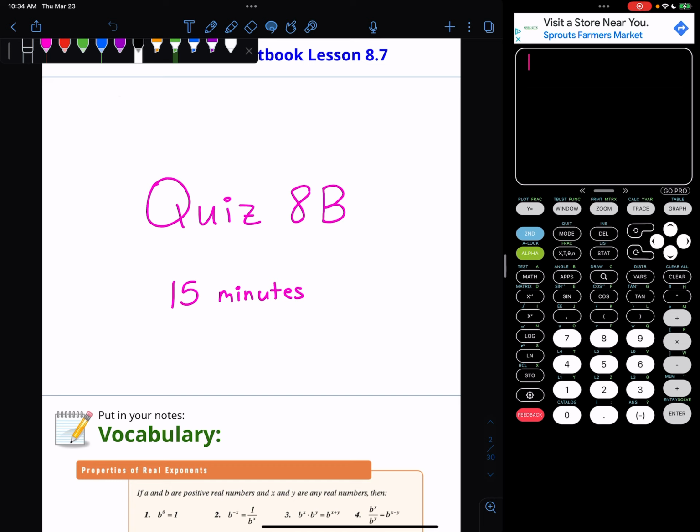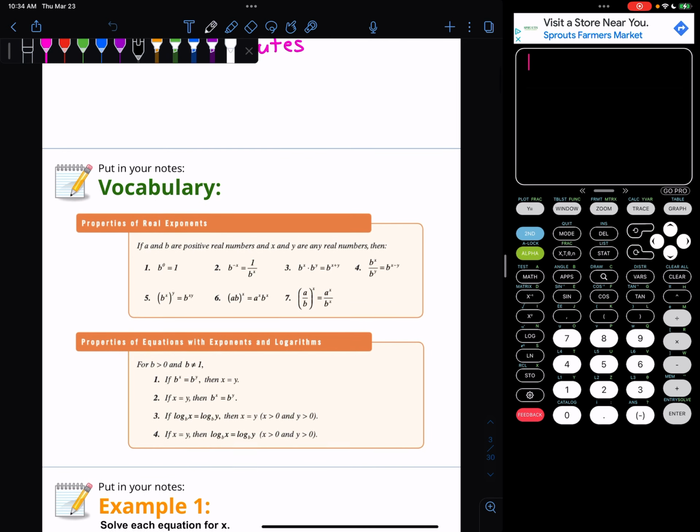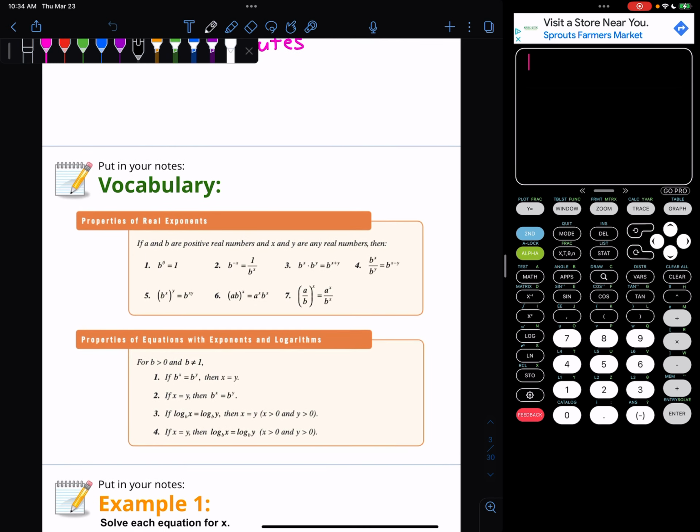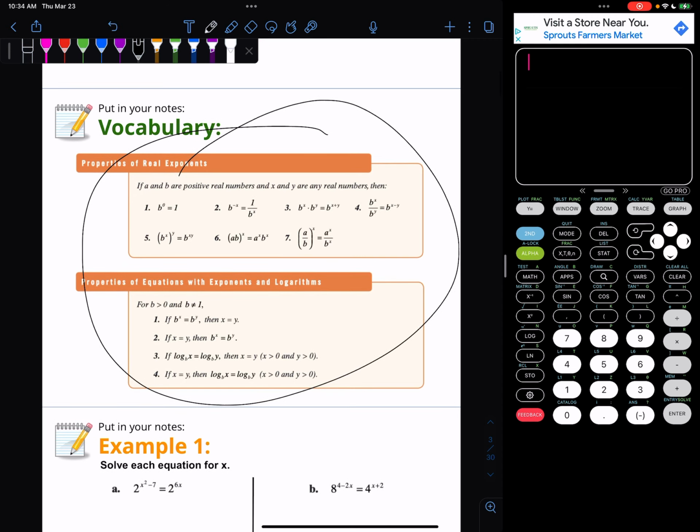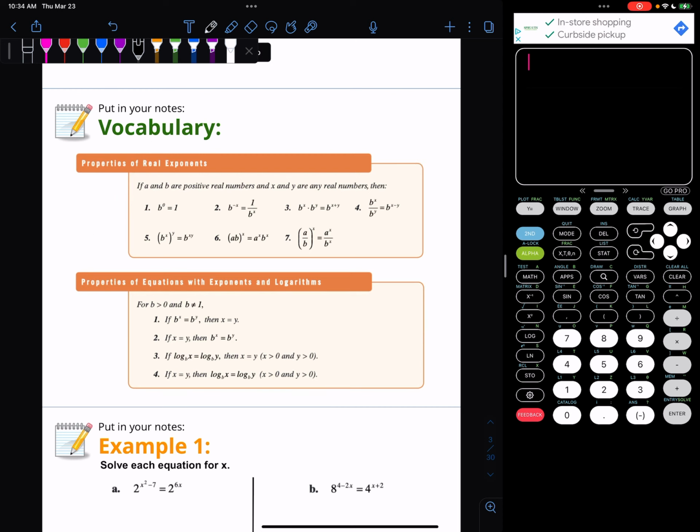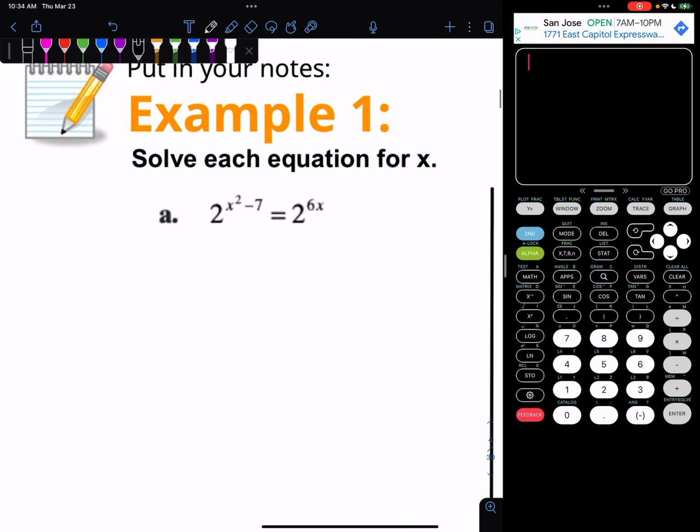So we're going to get started with our lesson here. We have properties of real exponents and properties of equations with exponents and logarithms. For these two cases, we have a whole bunch of different formulas that we've used. You should not need to memorize these formulas. This should be like, hey, I have the formula for my use. But you should know how to use these properties on your own without saying, I'm going to use property 7 or property of equations 3. So I think as we go through, you'll get the hang of it.